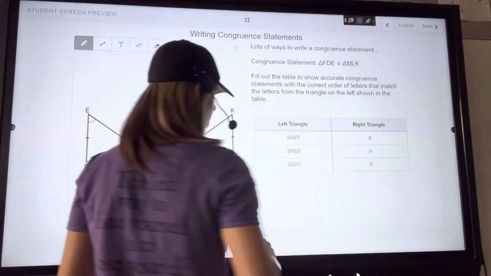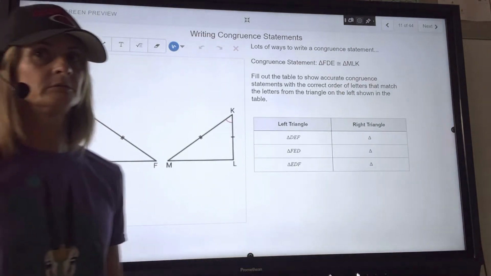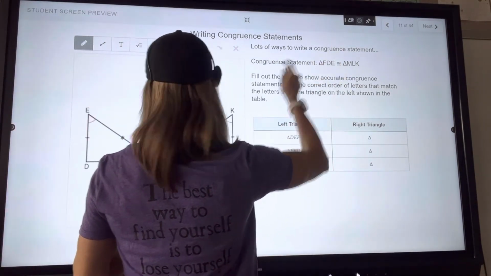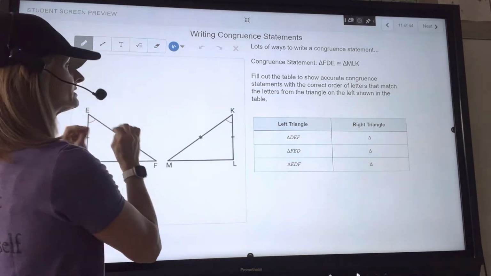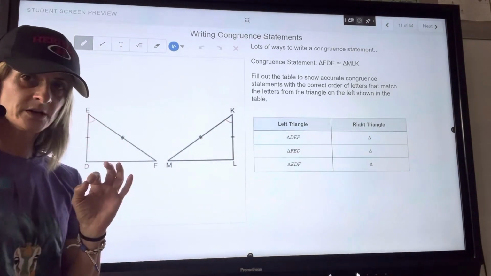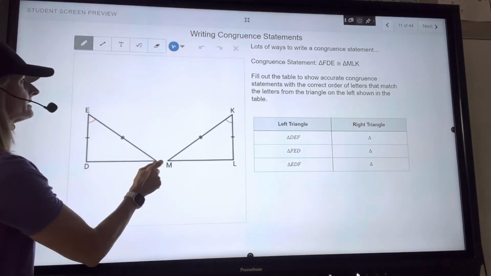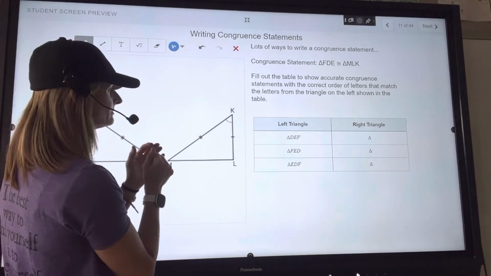Now, how we name the triangle is important. For this one they gave us a congruent statement, FDE, and that's congruent to triangle MLK. What's important here is they chose to name the first triangle FDE. So we have to name the second triangle in the exact same order.